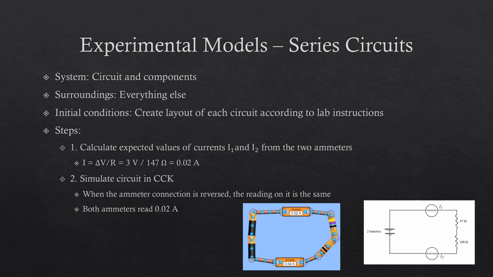The first step was to calculate the expected values of currents I1 and I2 from the two ammeters, which I calculated to be 0.02 amps, and then simulate the circuit in the CCK software and see whether or not this value was the same, which it was, 0.02 amps.